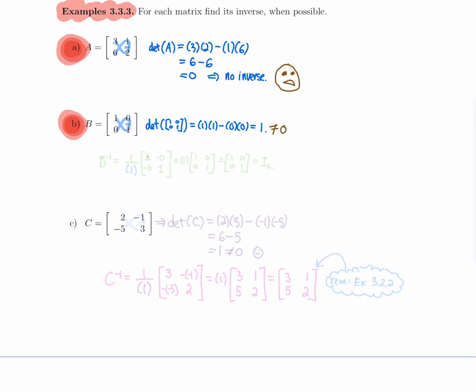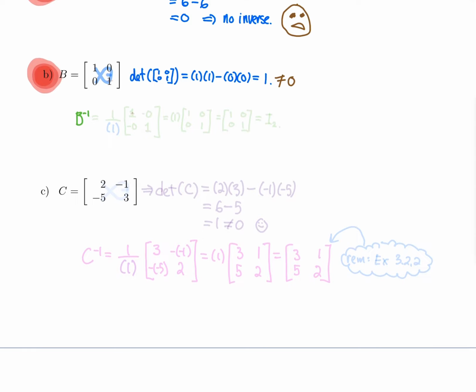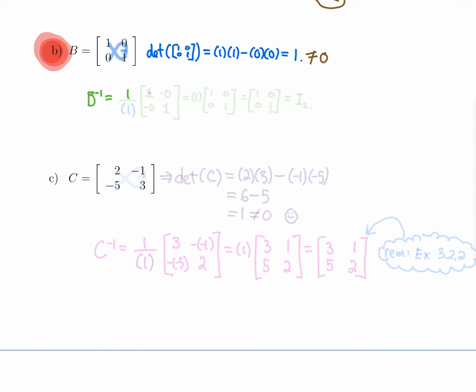Now, how do you compute the inverse? Here, just be careful. When you're constructing the inverse, so B inverse here, the first thing that you do is you go 1 over the determinant, and the determinant was freshly computed to be 1. So it's not going to be giving me a lot of action there, but that's part of the process.